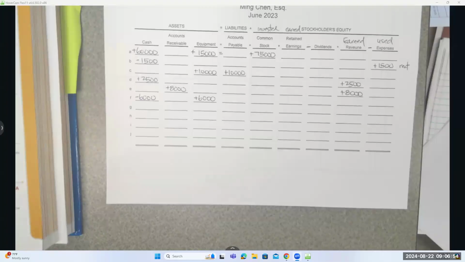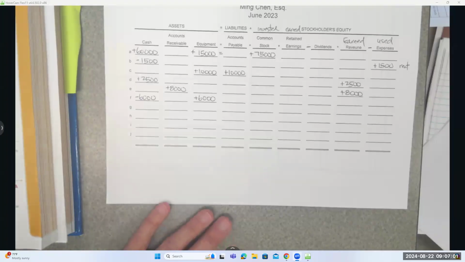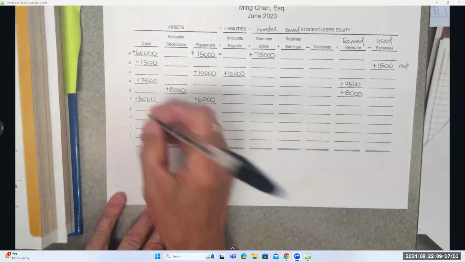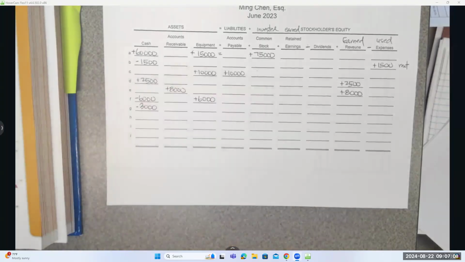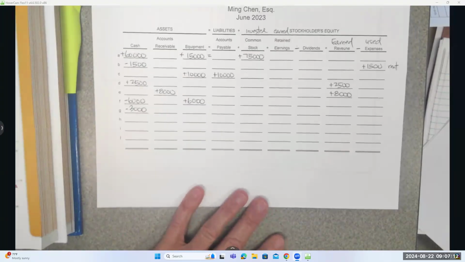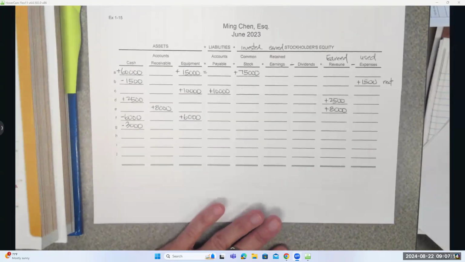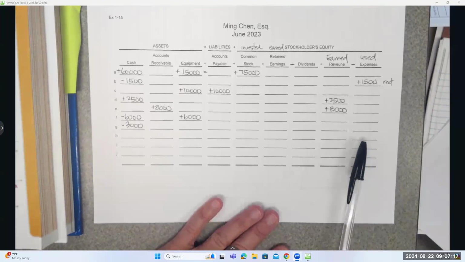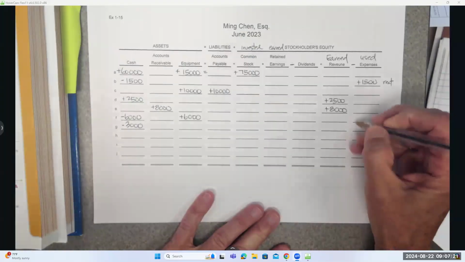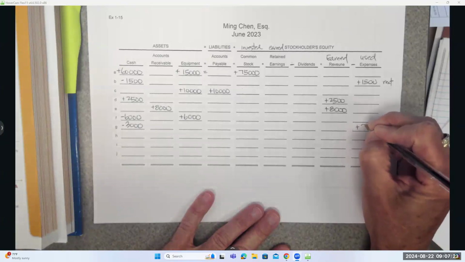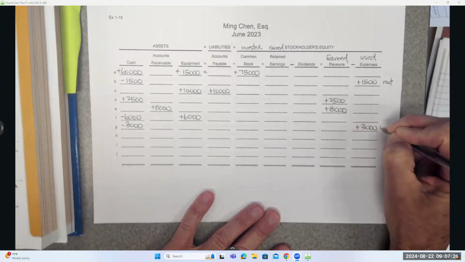The company paid an assistant $3,000 cash as wages for the month. Well, if we paid $3,000, we're going to say minus $3,000. And what for? Well, we paid the employee for their time, for the work that they did for us during the month, so that is an expense. So this is wages.